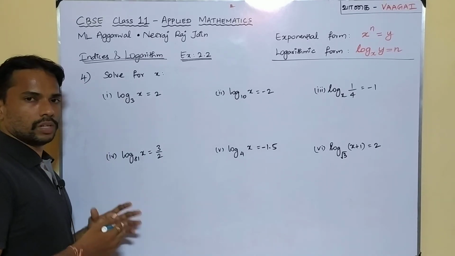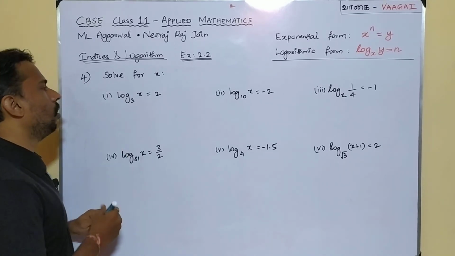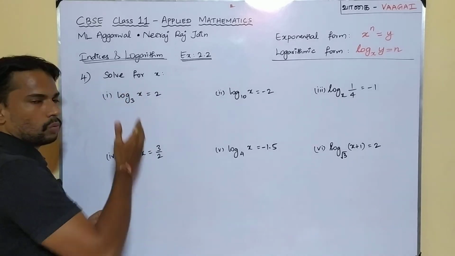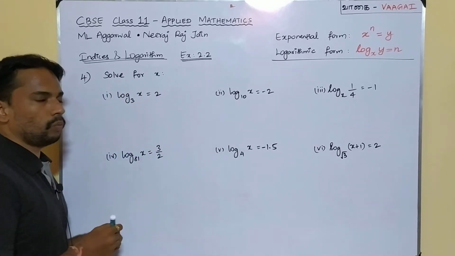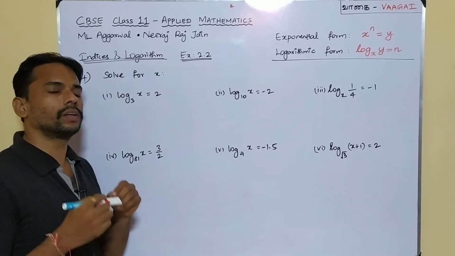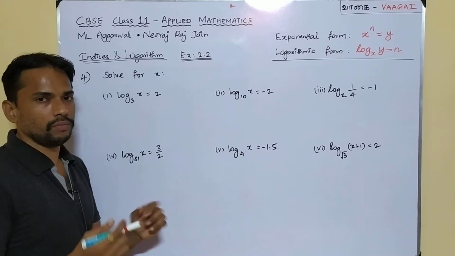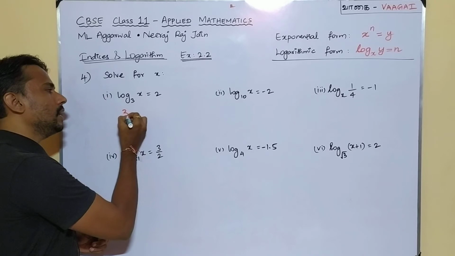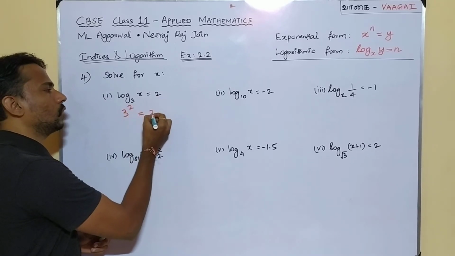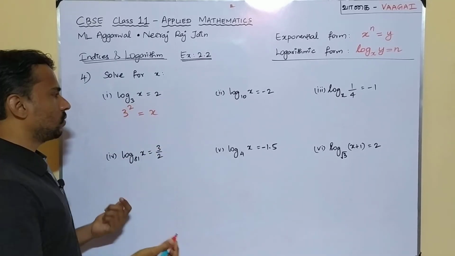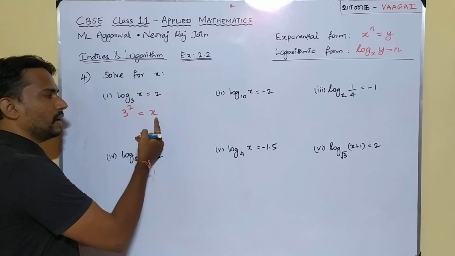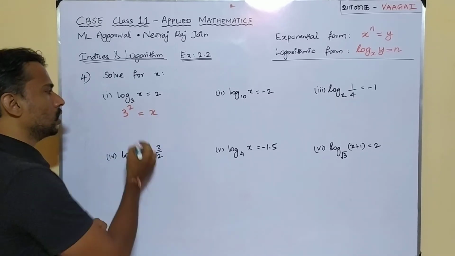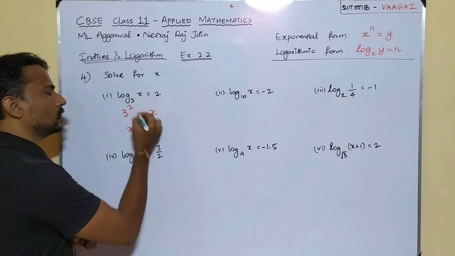Now coming to the first subdivision, here we have log x to the base 3 is equal to 2. As usual, what we have to do is write it in an exponential form, and then we can solve it. So we get 3 to the power 2 is equal to x. It's very simple. x is equal to 3 square, that is 9.